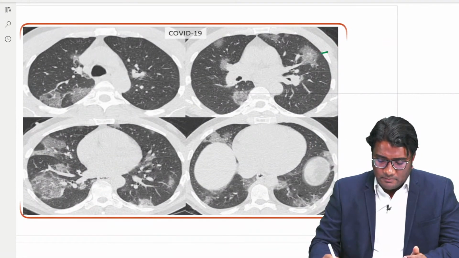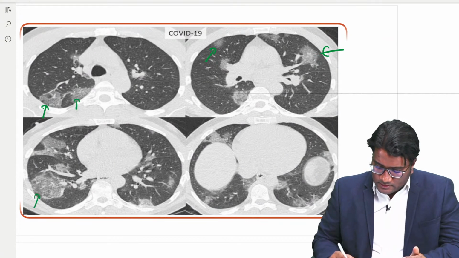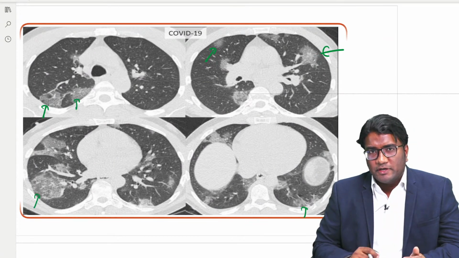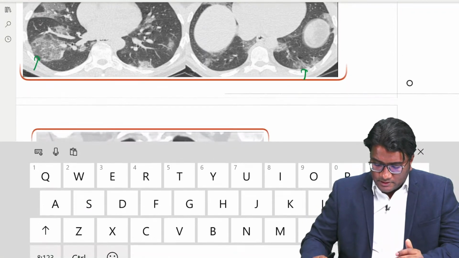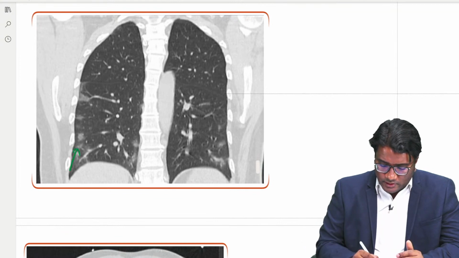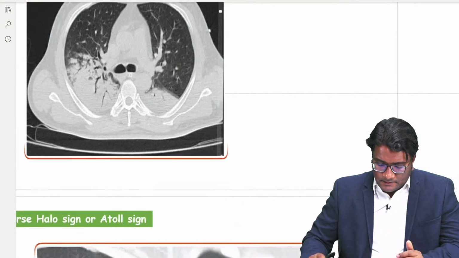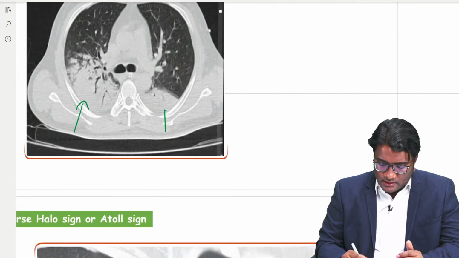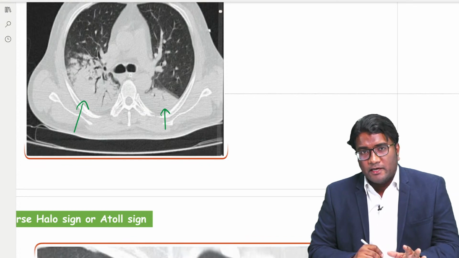And you can see here bilateral, peripheral, rounded ground glass opacities. All of this is your classic COVID-19, multifocal, peripheral ground glass opacities and consolidations. You can see another coronal section here showing bilateral, peripheral ground glass opacities. So these are your consolidations. You are not seeing ground glass opacities here. You are seeing consolidations with air bronchogram.